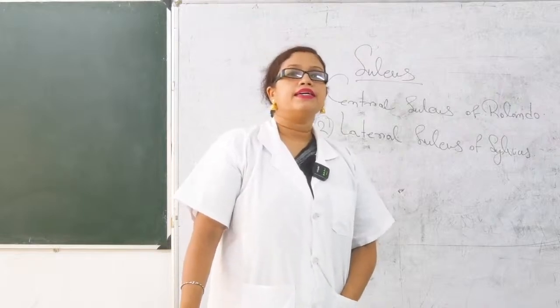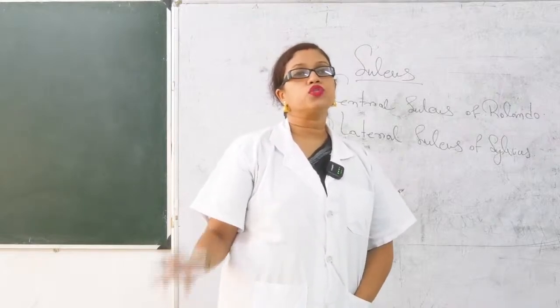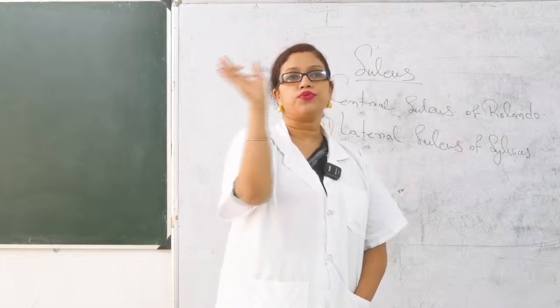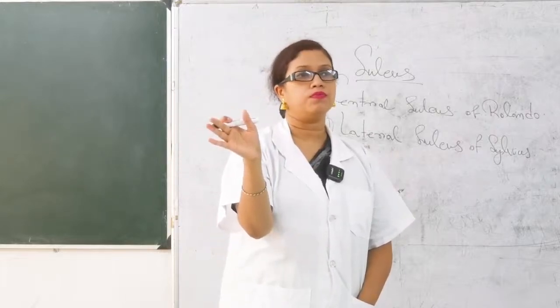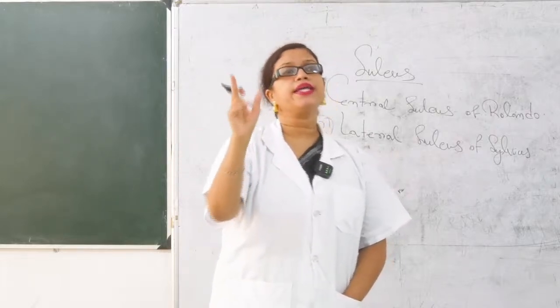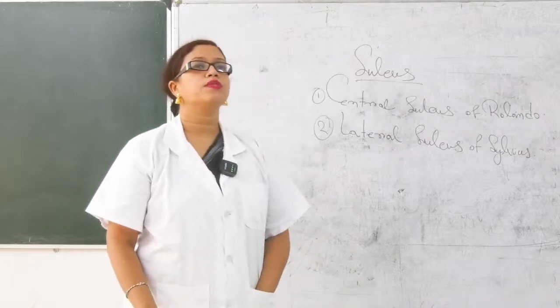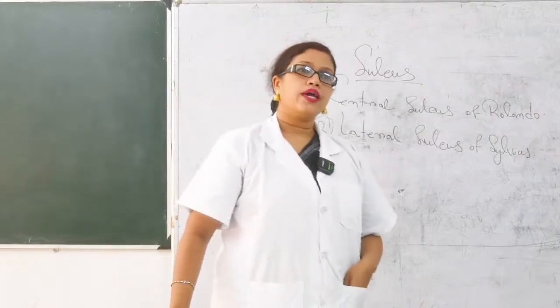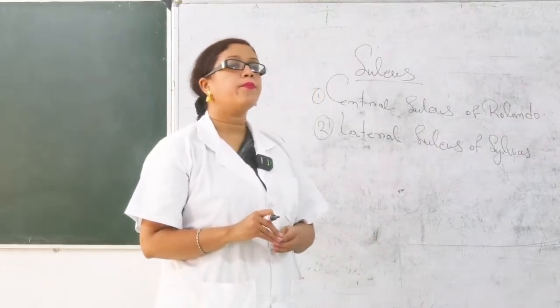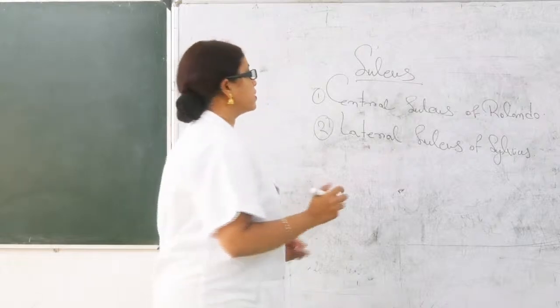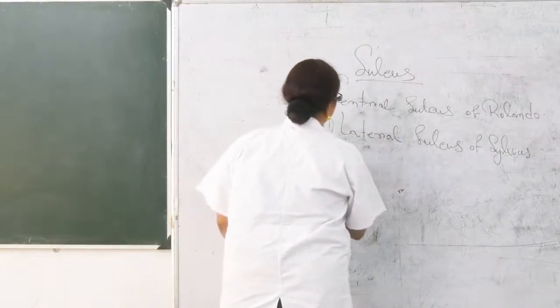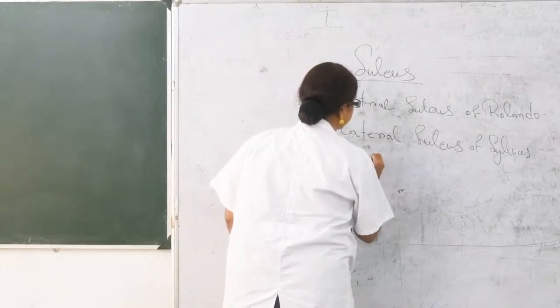Then the next sulcus: there is no such sulcus present between the parietal lobe and occipital lobe, but we get one known as the parieto-occipital sulcus. Third sulcus to remember: the parieto-occipital sulcus, dividing the parietal lobe from the occipital lobe.